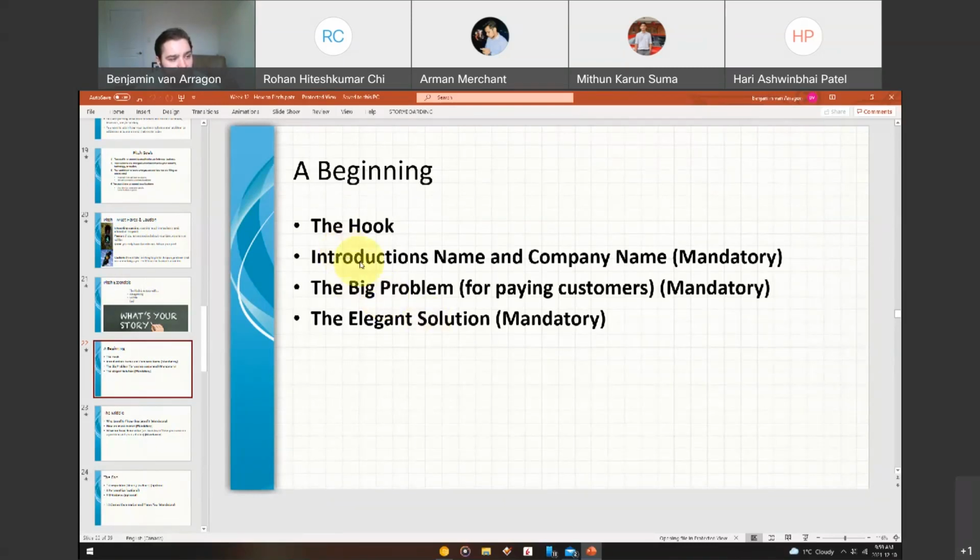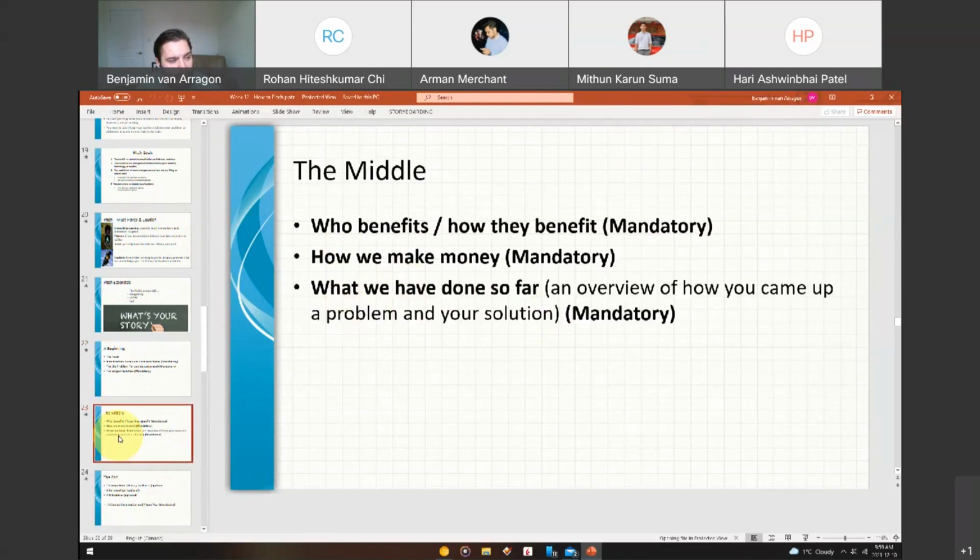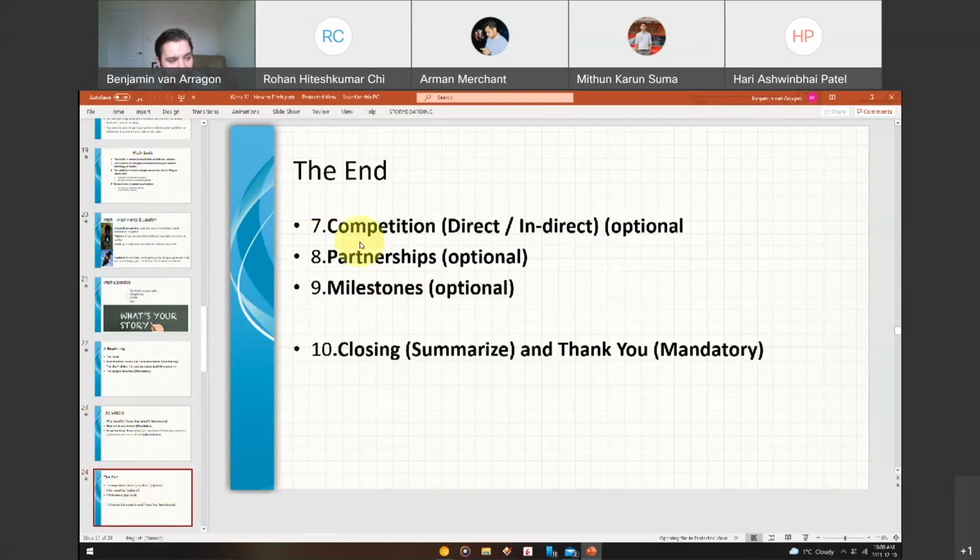obviously the beginning you have your introductions and your company name and then what the big problem is and the solution. Okay, that's the beginning. In the middle you say how it benefits, how they make money, and what they've done so far. And then the end is your competition, your partnerships, your milestones. This is obviously if you have a 5-minute pitch, not a 90-second pitch. And then you have your closing summary. If it was just a 90-second pitch, you'd ignore these and go into your summary, just like she did.